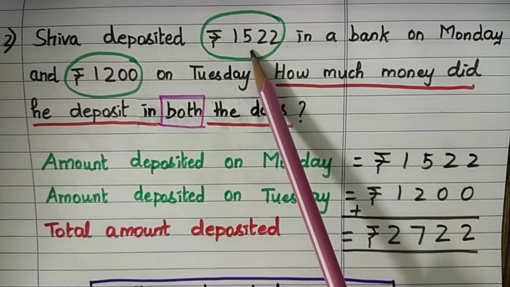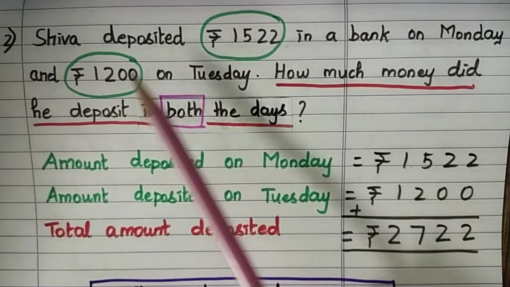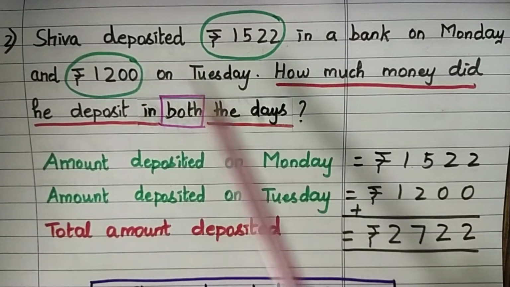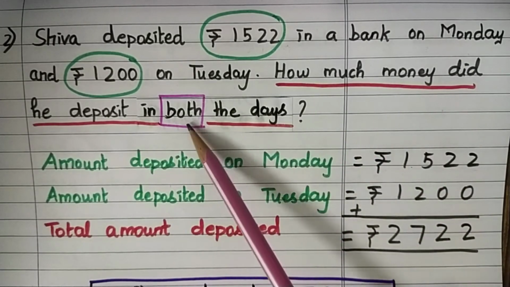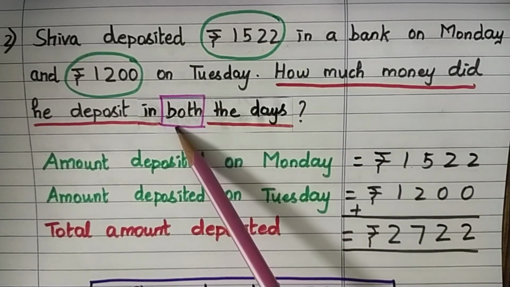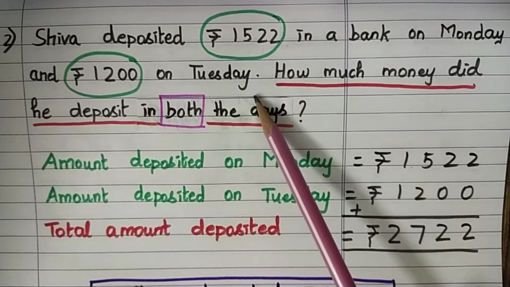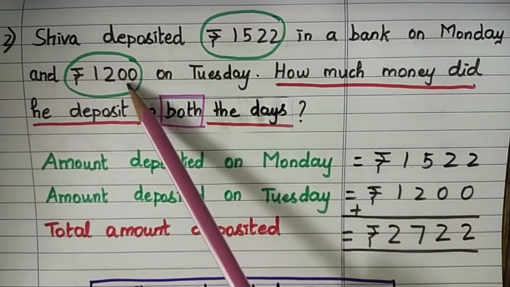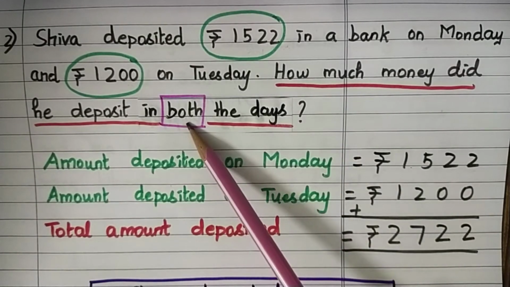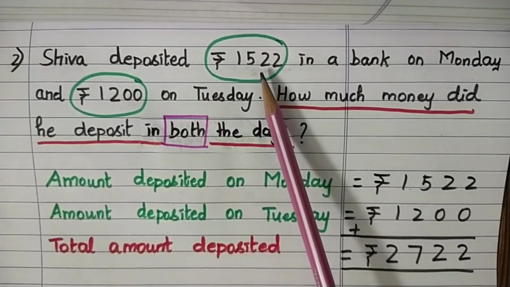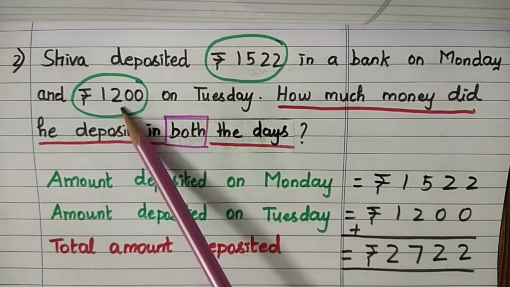Children, this is the first information. So I circled the information. The second information I circled. And this is the final thing we need to find out, so I underlined it. And this is the keyword, so I put a box. Okay, children, after reading the question, you have to do like this. Information should be circled. And you have to underline what we need to find and put a box around the keyword.